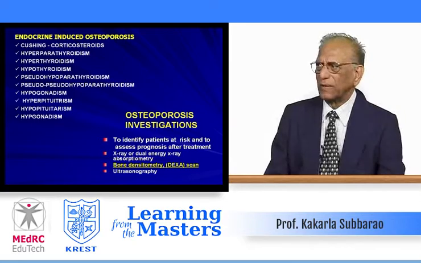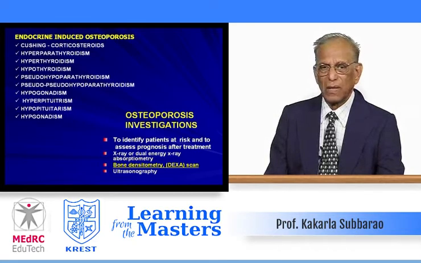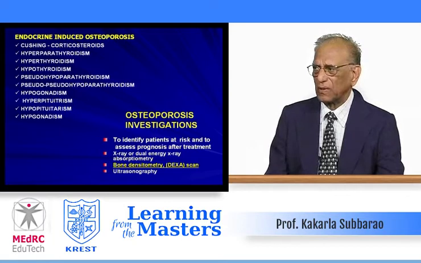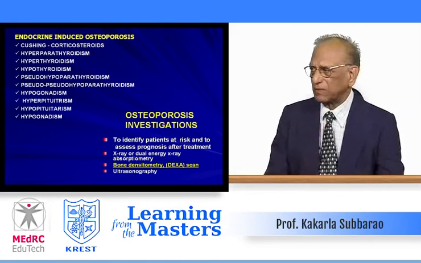To continue, endocrine-induced osteoporosis: Cushing's with administration of corticosteroids, hyperparathyroidism, hyperthyroidism, hypothyroidism, pseudo-hypoparathyroidism, pseudo-pseudo-hypoparathyroidism, hypogonadism, hyperpituitarism, acromegaly ultimately leads to osteoporosis also, and then hypogonadism again, both in males and females.